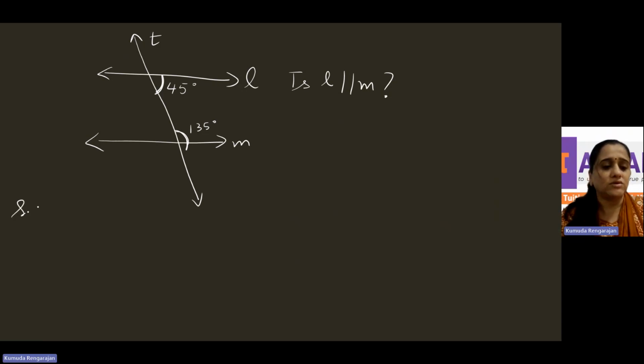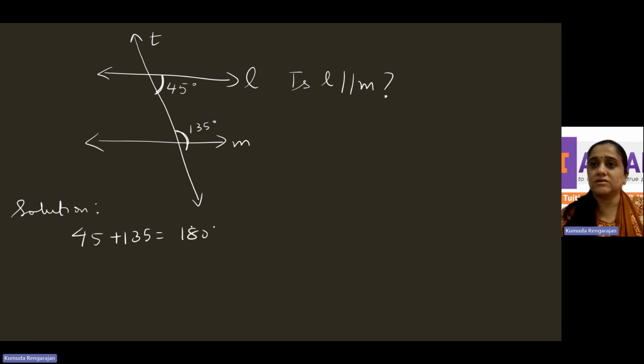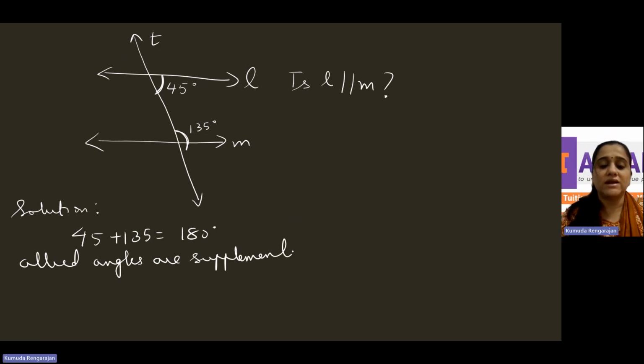Okay, so your solution will begin like this. You must say 45 plus 135 is equal to 180 degrees. Allied angles are supplementary. When are allied angles supplementary? Only if the lines are parallel. Allied angles are not always supplementary. If allied angles are supplementary, then the lines are parallel to each other.